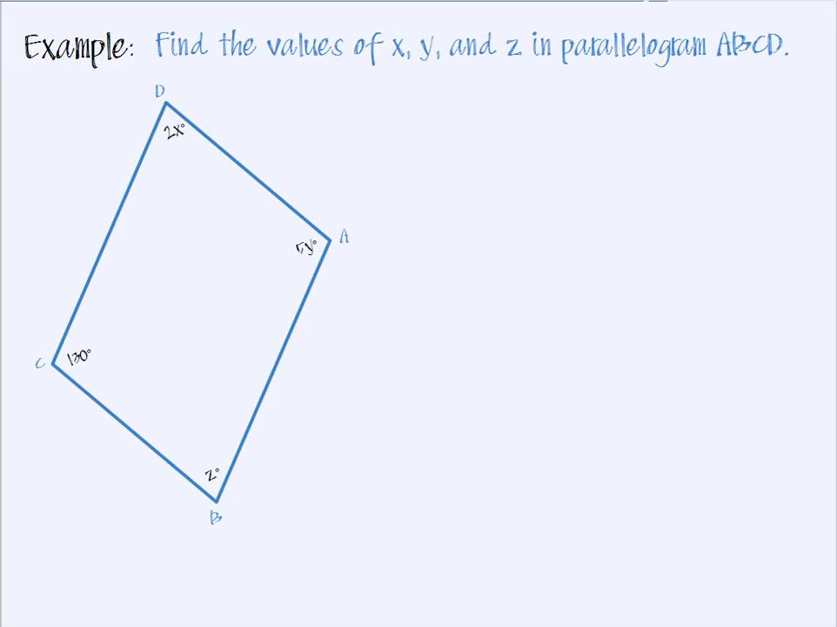One last example for today. Let's take a look at some angles. I want to find the values of x, y, and z in parallelogram ABCD. Notice it's already telling us it's a parallelogram, so we already have some information about this shape. First of all, I know that opposite angles are congruent. So let's work on that assumption first. Since the only angle I know anything about truly is angle C, I'm going to use angle C first of all to help me find y.